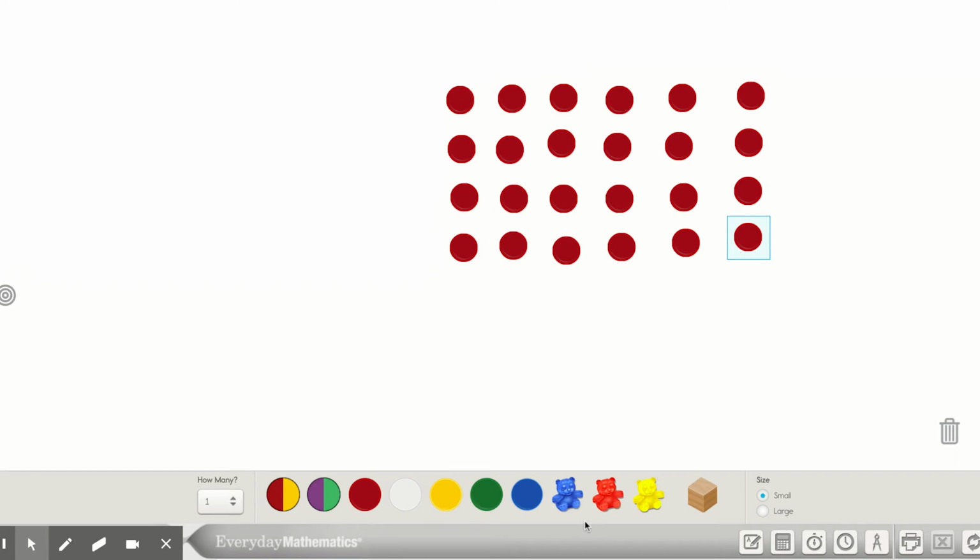Okay, so how many counters are in each row? So you have four rows, and we want to know how many counters are in each row. One, two, three, four, five, six. So there are six counters in each row. Move your counters to the side, and let's do another Simon Says.